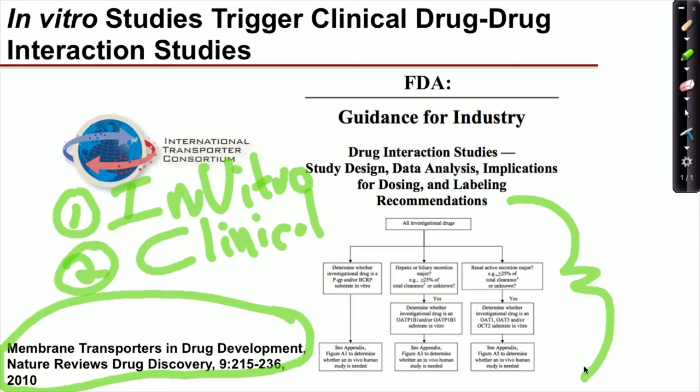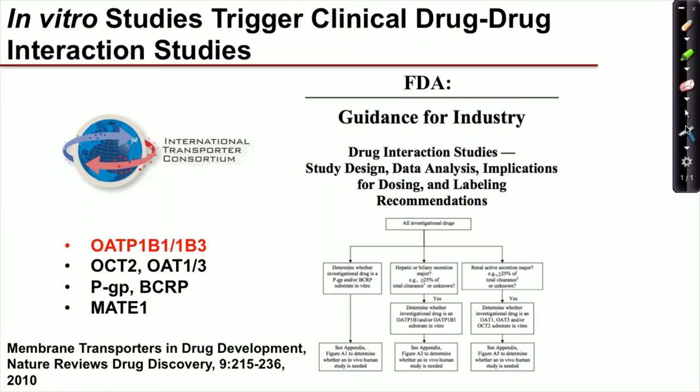Those same decision trees, well, not the identical ones, but similar decision trees, had been published in the earlier paper by the International Transporter Consortium, which, by the way, is a consortium of academic scientists, industry scientists, and FDA scientists. So it really is a very good consortium to look over the literature and describe the important transporters that mediate drug-drug interactions. And from the International Transporter Consortium recommendations, these transporters appeared as being most important. I'll describe those on the next slides.